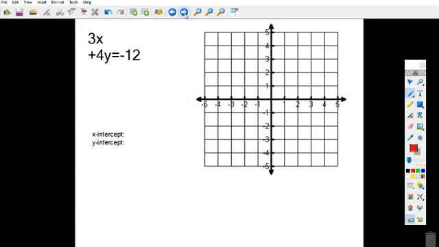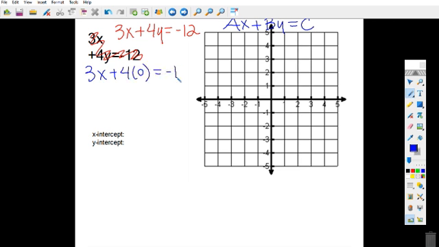Okay, again, I got a little messed up, all right? So it's supposed to be 3x plus 4y equals negative 12. So let's find the x and y-intercept. These are already in the correct form. Remember, it's ax plus by equals c. This is in the correct form. So let's solve for the x-intercept. So we plug 0 in for y. That goes away. 3x equals negative 12. Divide by 3. X equals negative 4.